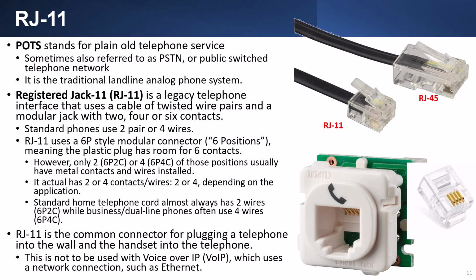RJ11 uses a 6P style modular connector, 6 positions, meaning that the plastic plug has room for 6 contacts. However, only 2 (6P2C) or 4 (6P4C) of those positions usually have metal contacts and wires installed, depending on the application. A standard home telephone cord always has 2 wires, 6P2C, while business dual-line phones often use 4 wires, 6P4C.